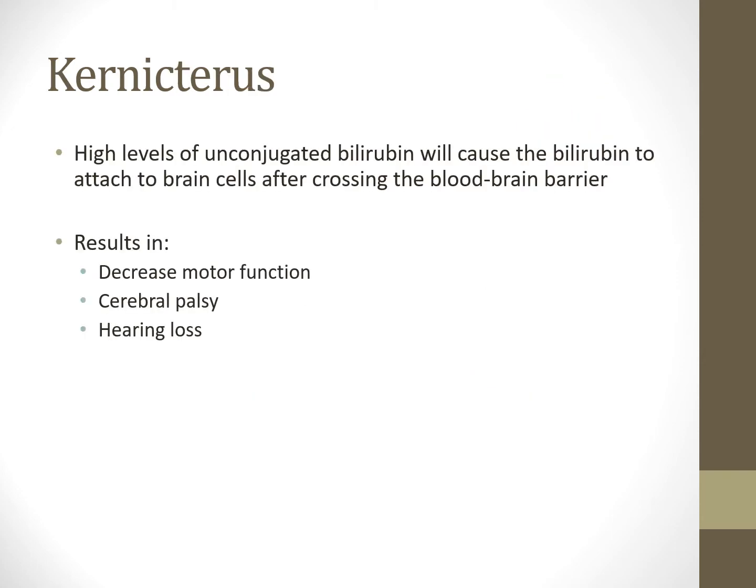Okay. All right, kernicterus, we already talked about this. This is where it crosses the blood-brain barrier. So high levels of unconjugated bilirubin will cause the bilirubin to attach to the brain cells, right? And this is after it crosses the blood-brain barrier. So this is everything I was saying previously. Ultimately, what we see if a kid goes into kernicterus, and these kids have the screeching cries, it's very bad. It results in their motor function being impaired. It can lead to cerebral palsy, hearing loss. There's a whole bunch of neurological and developmental issues that go along with kernicterus.